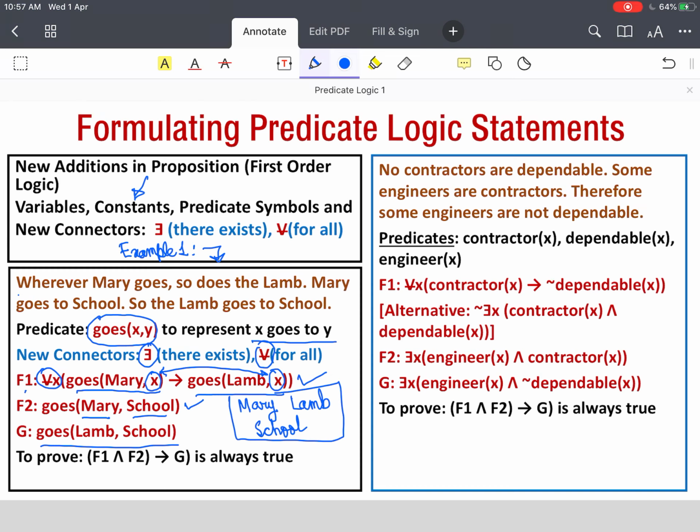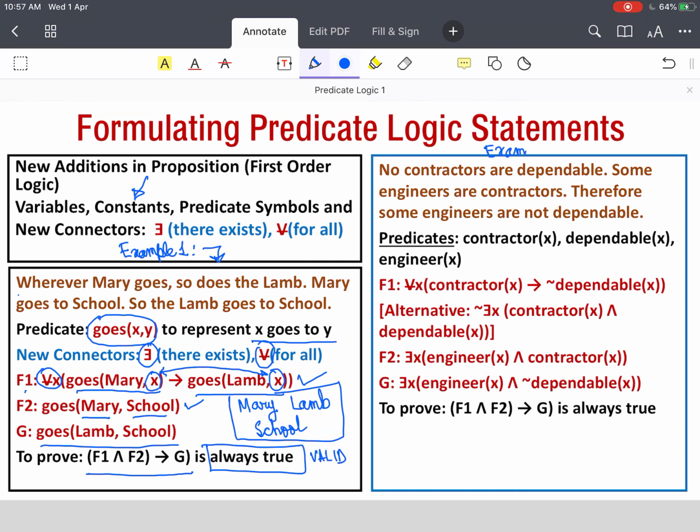So given wherever Mary goes, so does the lamb, F1. Mary goes to school, F2. Therefore, the lamb goes to school, G. And we use our same mechanism of saying that we must prove F1 and F2 implies G. Now this is a formula in predicate logic, and we must prove that this formula is a tautology, or valid. That means that this formula is always true. So this is how we use predicate logic to code this one.